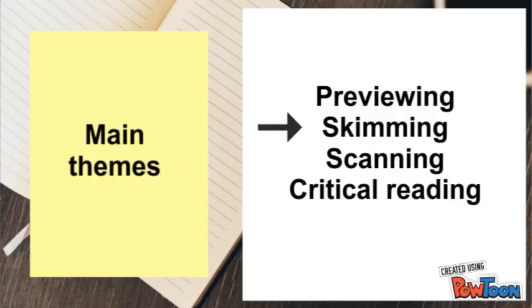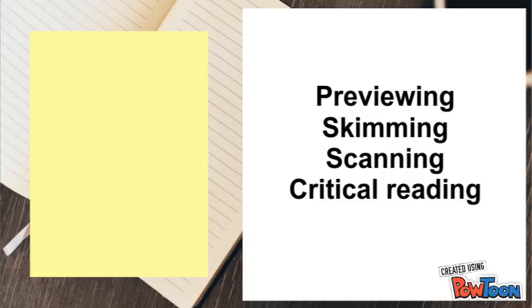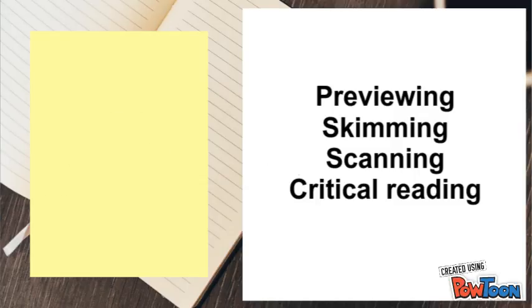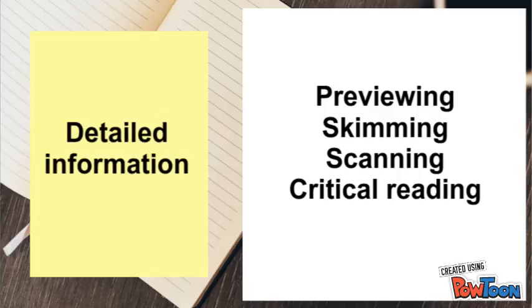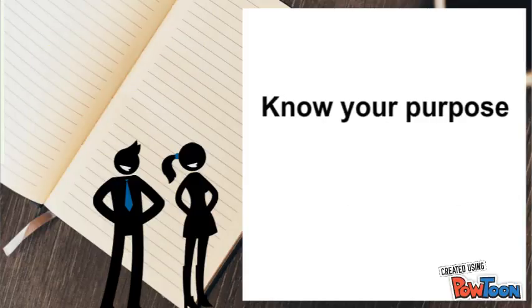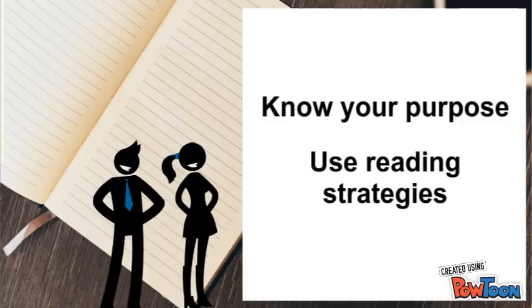If you only want a specific piece of information, you can scan the text until you see the term that you are looking for, and then only read that section in detail. If you need detailed information about a concept, however, you will need to read more critically and in more detail. Always decide what you need to know and make sure to use the appropriate reading strategy. This will ensure that you spend your time more effectively.